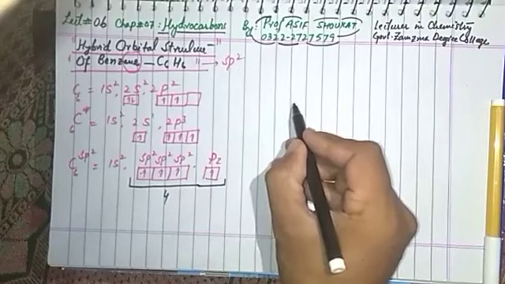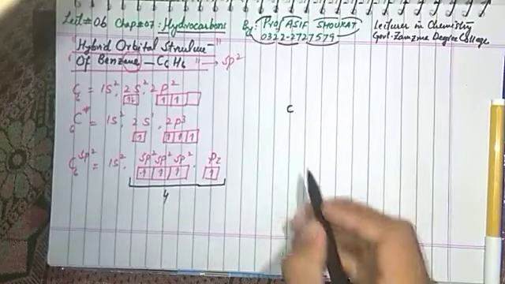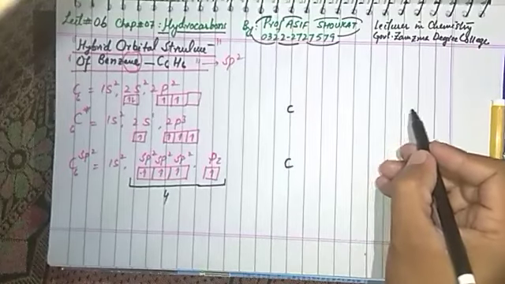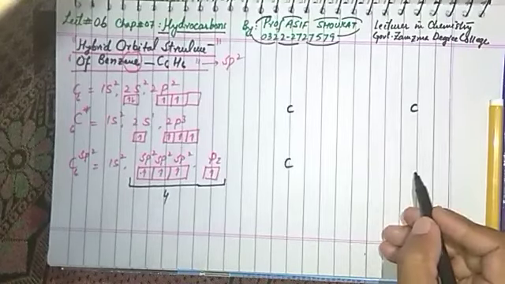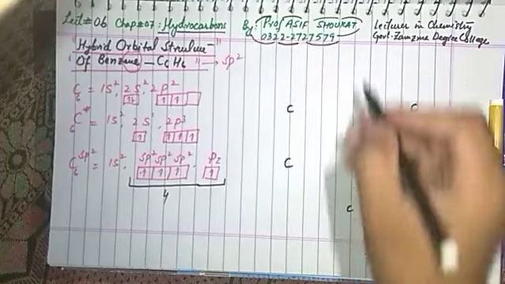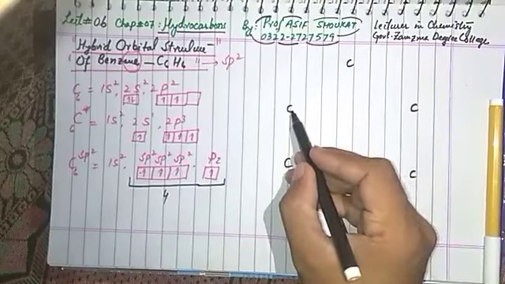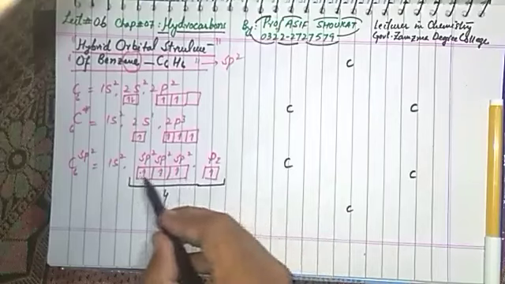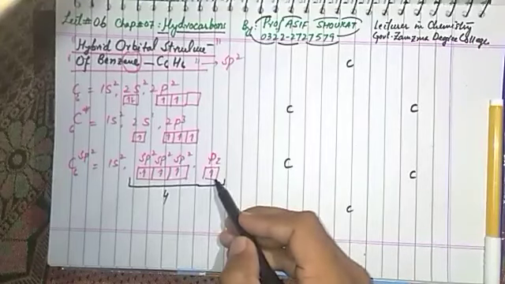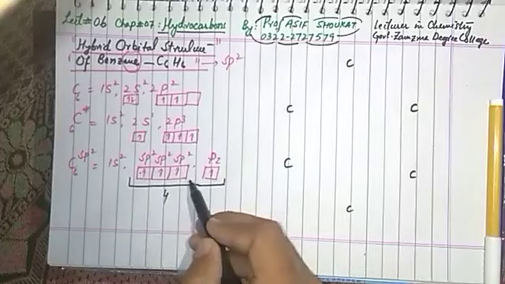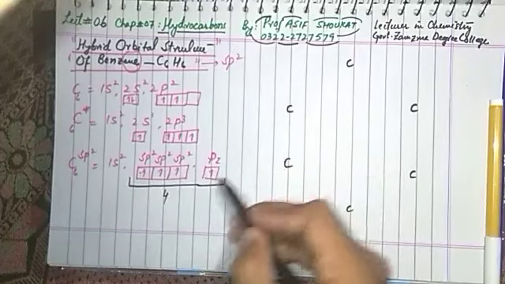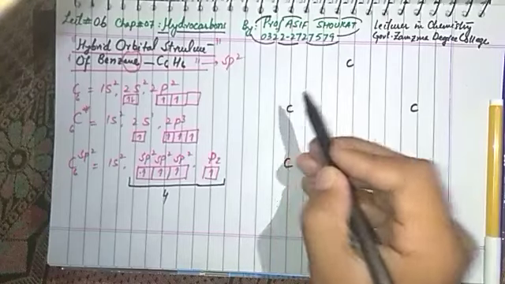First of all, draw carbon in the form of a hexagon. These are the 6 carbons which are present at the corners of the hexagon. Each carbon contains 4 orbitals. 3 are hybrid and the 4th is unhybrid. Hybrid orbitals always lie on the plane. Unhybrid orbitals lie out of the plane, perpendicular to the plane.